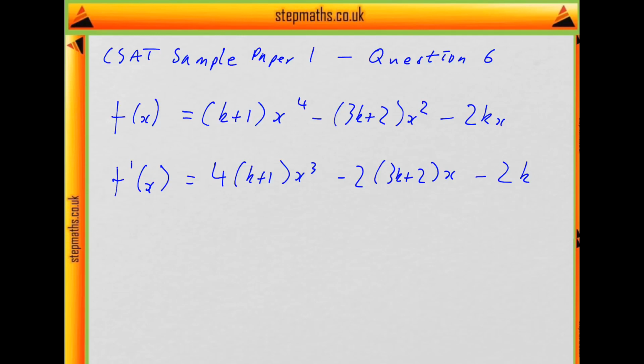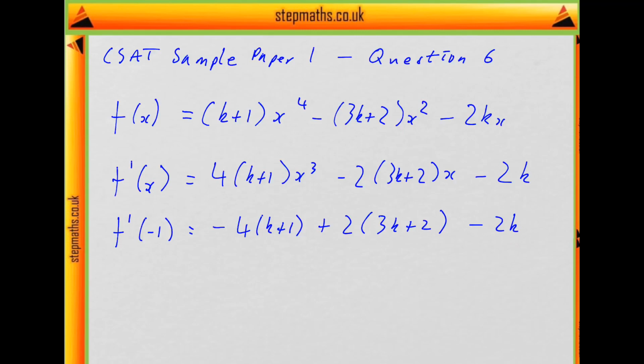So differentiating, we bring down the 4, make this x cubed, bring down the 2, make this x, and then this x disappears. And we want this to be a stationary point at x equals minus 1, so we'll just plug in x equals minus 1 and see what happens. So that's making this minus 1 and this minus 1. We get minus 4 times (k+1). Minus minus is plus, so we get plus 2 times (3k+2). And then minus 2k.